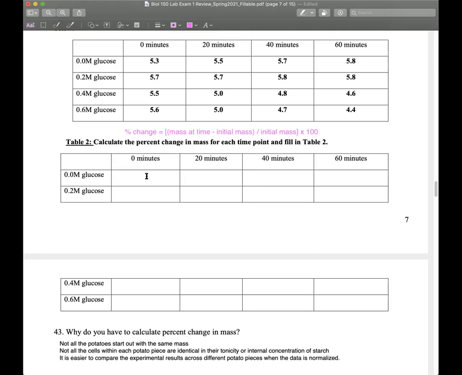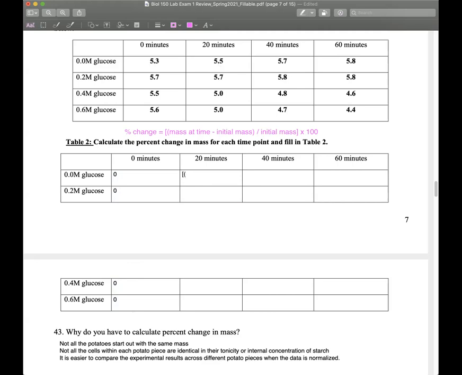All right, so for example, for this, like I said, at 0 minutes, percent change is just 0, right? Because you're just doing 5.3 minus 5.3 divided by 5.3. So that would mean 0 times 100, which is 0. So when we normalize the data, we start out with a nice clean value. Every potato piece has the same starting point numerically, and then it's easier to compare the rest of the results.